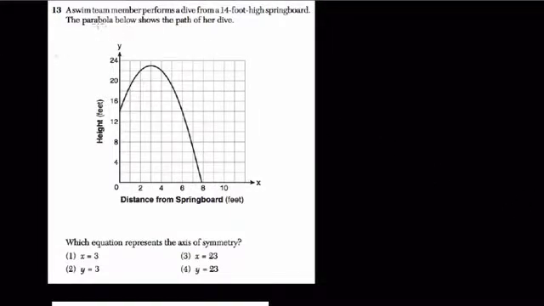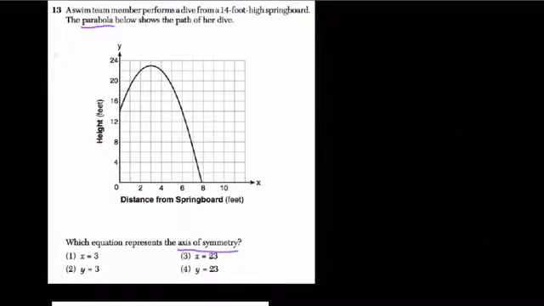Okay, so in these problems, they're asking us to identify different aspects or features of the parabola in the graph. So the parabola is the graph of a quadratic. That means somewhere along the way we have some variable being squared. And here they want to know what the axis of symmetry is.